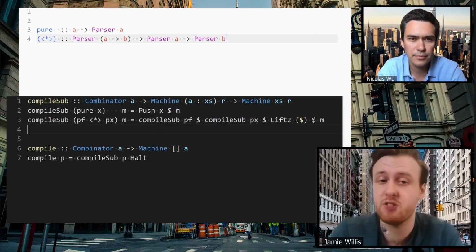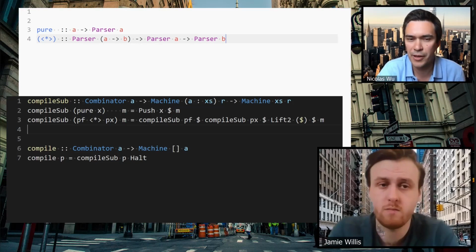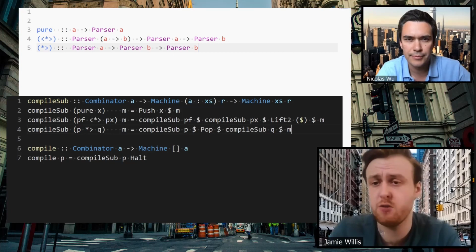Ah, neat. But what about the and-then variant of app where you discard the first argument rather than applying a function, something like parser A to parser B to parser B? Oh, sure. All you need to do is pop after parsing the first result. So you compile P, then you pop that result off, and then you compile Q and then carry on with M. Oh, neat. So I can see how this might work out.